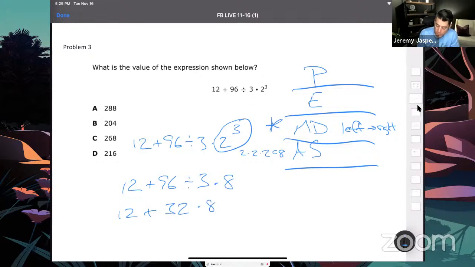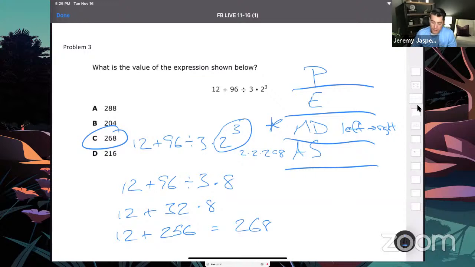Next step, do the multiplication. I get 12 plus 32 times 8 is 256. And then finally, just add my 12 and I get 268. Answer C. Okay, so make sure that, and this is the big part of this problem right here, division is going before multiplication on this problem because it comes before multiplication in this problem.